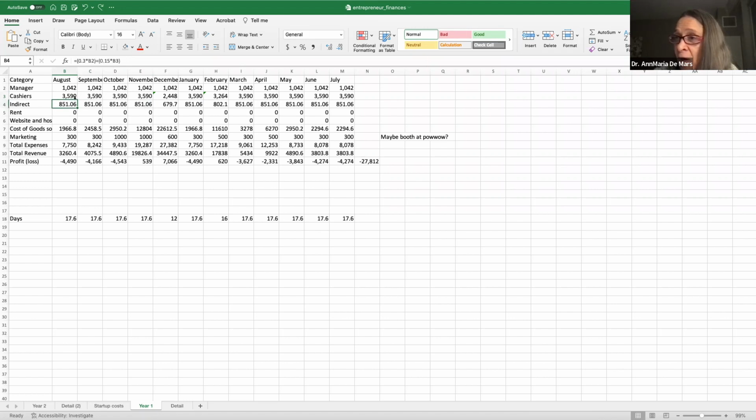So I've got my indirect costs at 30%. The manager's is 30% of his salary, the cashier's is 15% of their salary. I said rent, we're going to get for free. Website and hosting, I said the college is going to comp that.